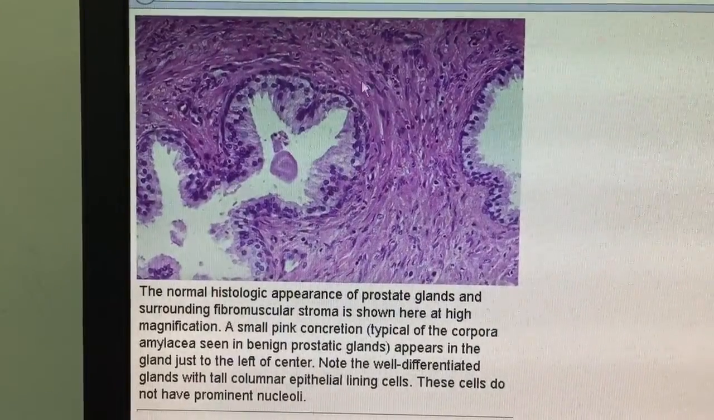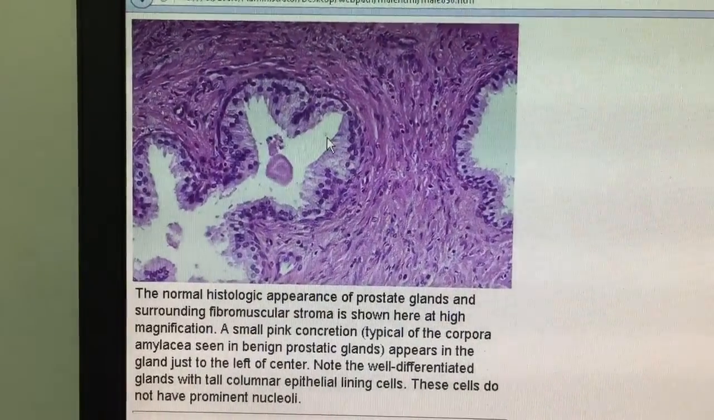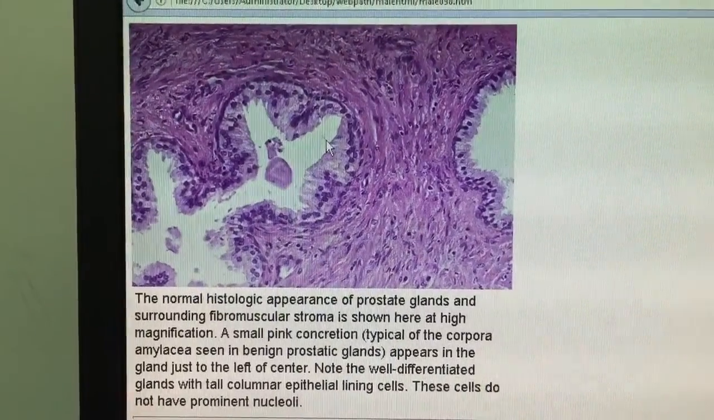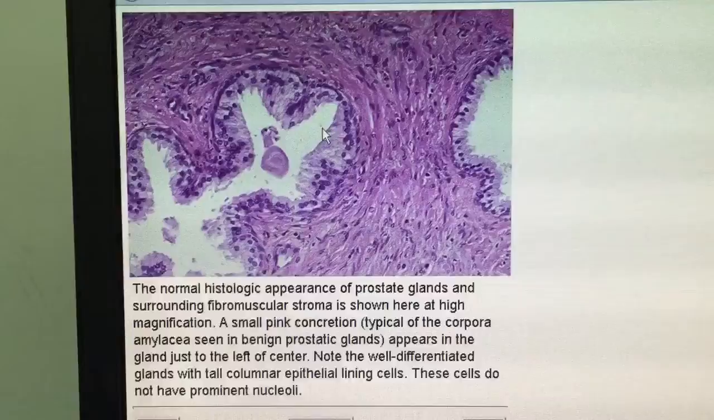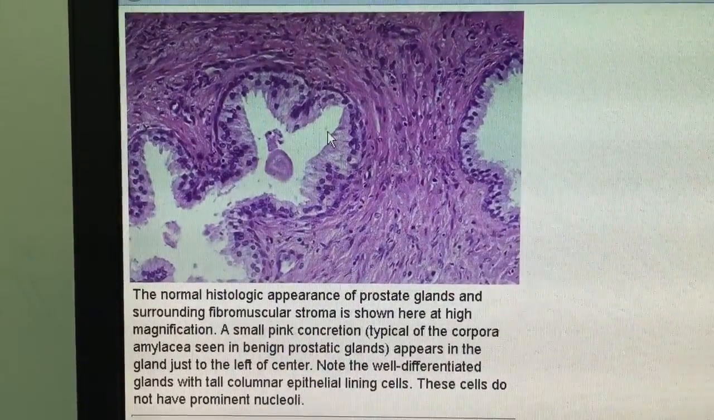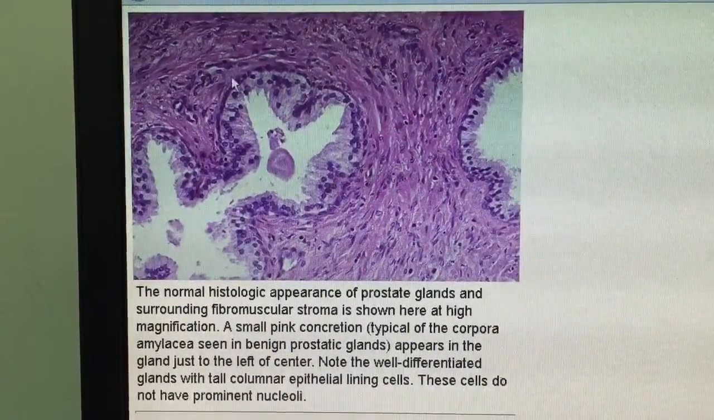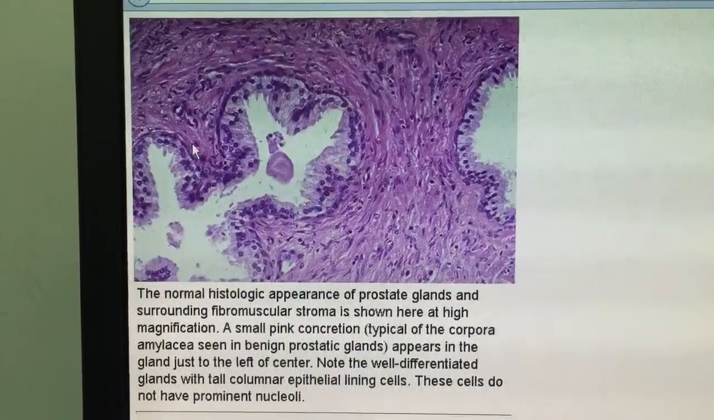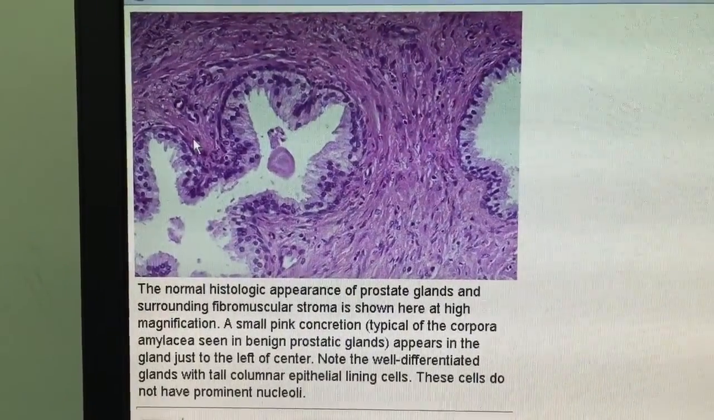We have the stroma and the gland. The normal glands have two layers: the luminal layer and the basal layer. The basal layer, which is the lower one, consists of myoepithelial cells. Myo means something that contracts, so it is contractile.